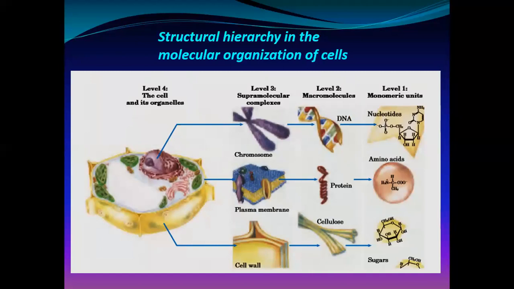So when you look at the cell, you can see there is an organization of the cell. All this time I talked about the organization of the human body. Now I am talking about the organization of the cell. So you can see there are 4 levels we come across: level 1, level 2, level 3, and level 4. Level 1 is the monomeric units.